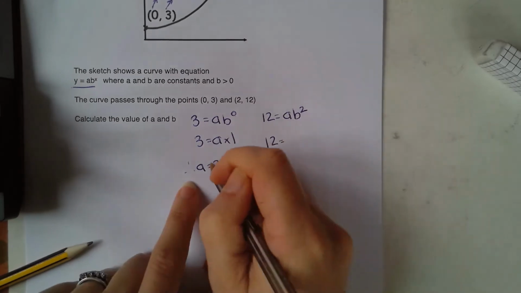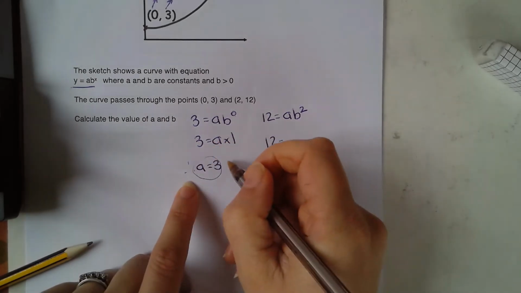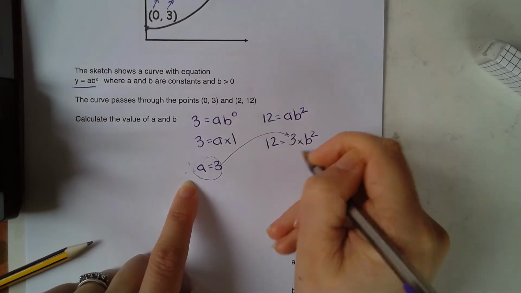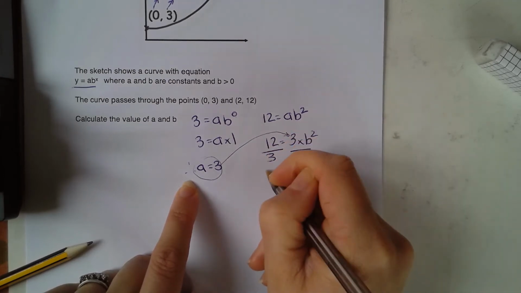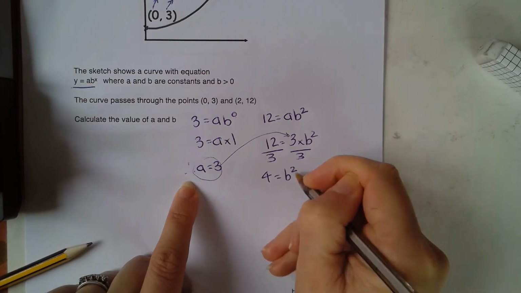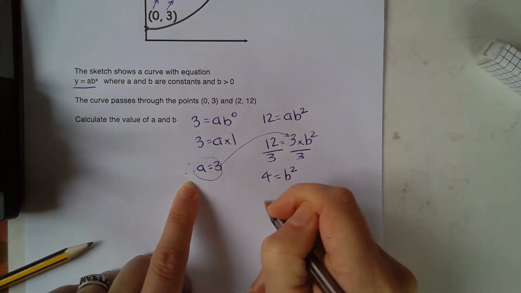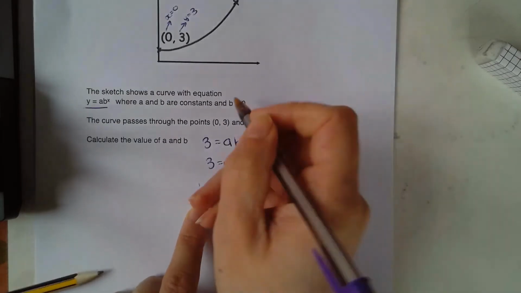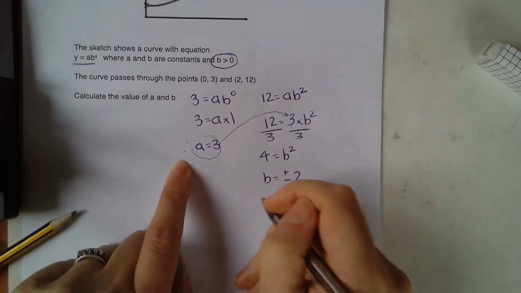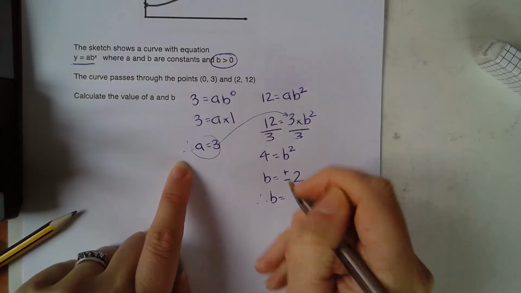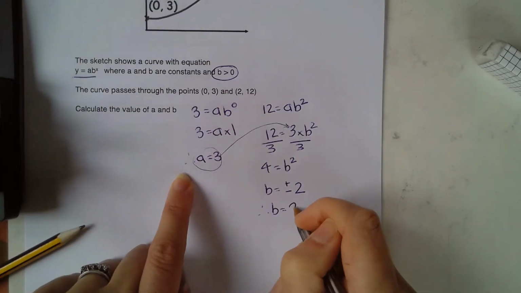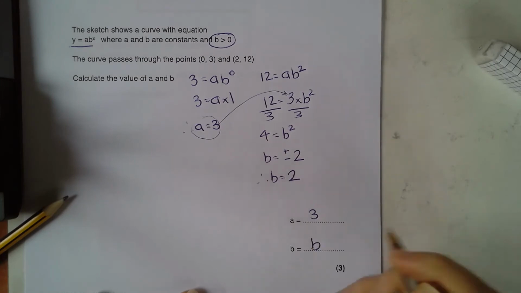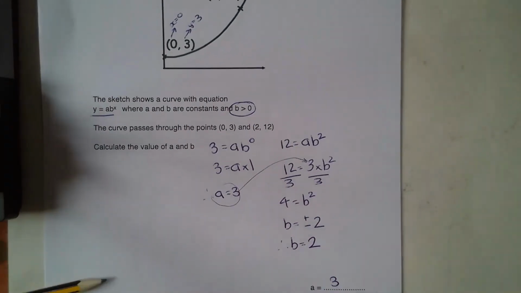12 equals ab squared. I've just found my value for a, so you can substitute that into here. 12 equals 3 times b squared. Divide both sides by 3: 4 equals b squared. Square root both sides. B equals plus or minus 2. Let's go back to the question. It says b is greater than 0, therefore b equals 2. So I have a equals 3, b equals 2, and let's just check that here.